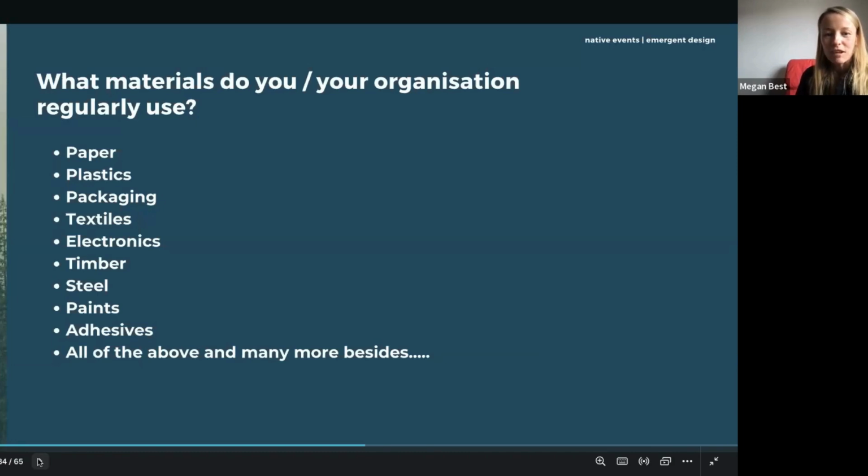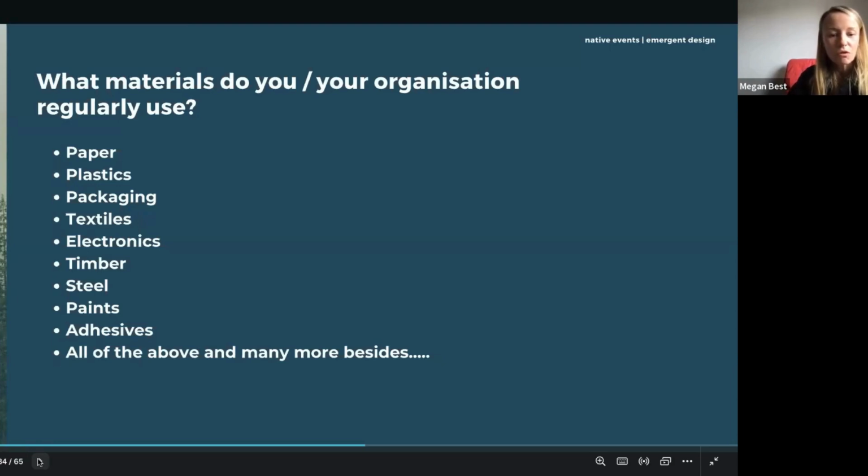If you wouldn't mind filling in the poll there and let us know what type of materials you are regularly using? No doubt it's most likely all of them, because as we've explained, all of our materials are now mixed together in terms of our day-to-day items, making the issue very, very complex. So I'll give you just a minute or two to fill that in.